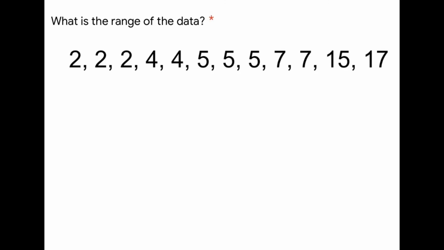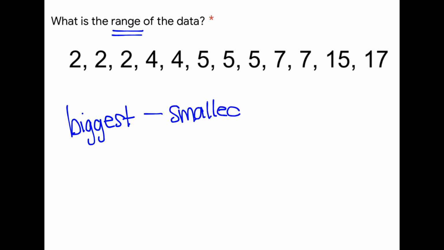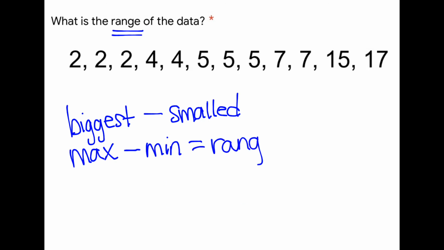What is the range of the data set? Remember, our range is our biggest minus smallest. Or a more technical way would be your max minus your min equals your range. And range measures variability, remember, because it tells you the difference between the numbers, how they differ. So you find your max, you find your min, you subtract them, and that will give you your range.